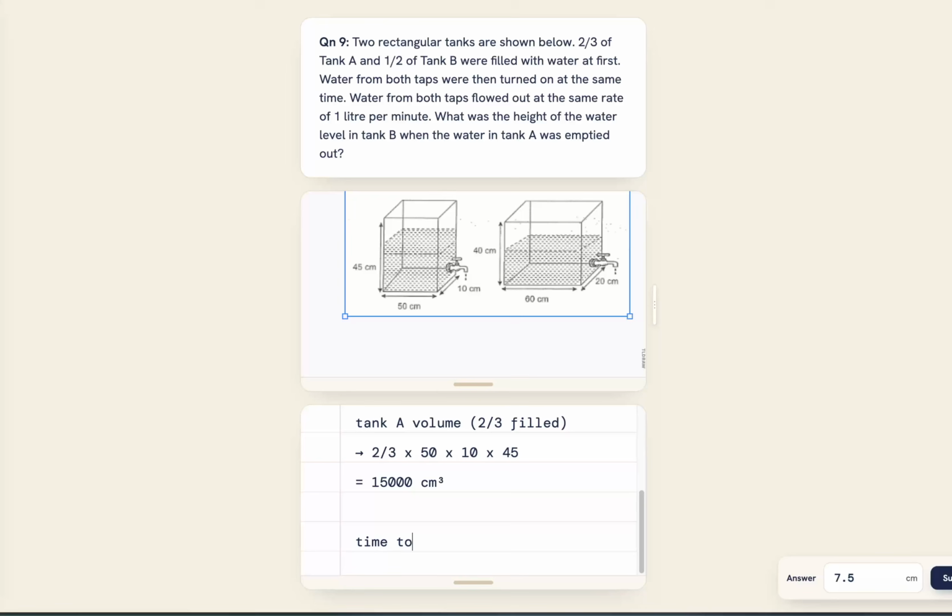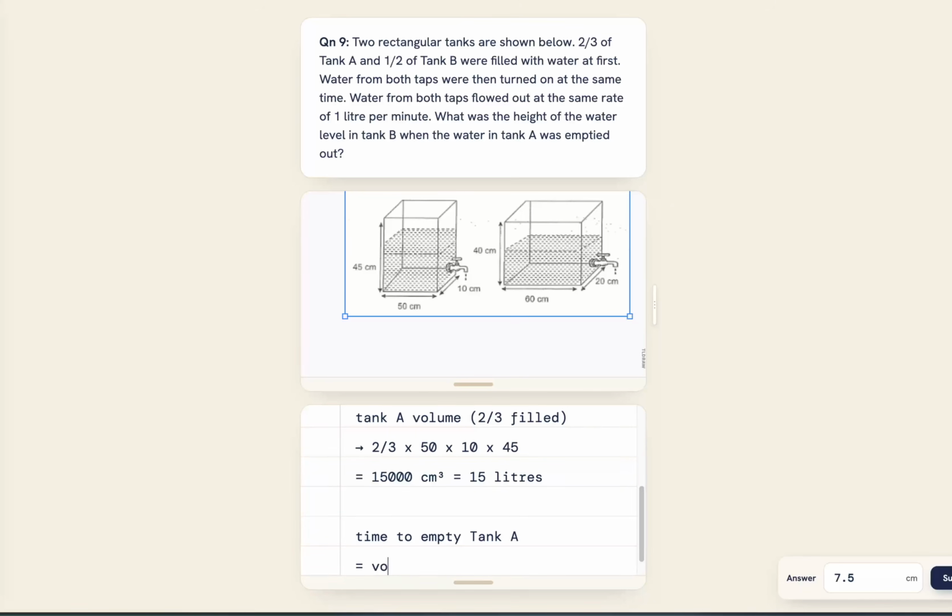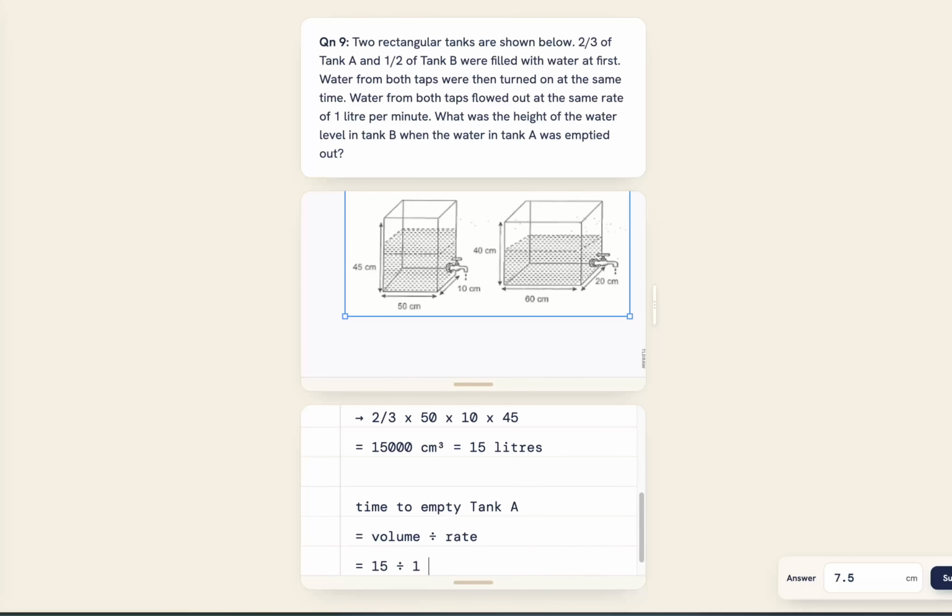So, time to empty tank A. We need to convert 15,000 centimeter cube to liters, which is pretty straightforward, equal to 15 liters. So time to empty tank A would be equal to volume divided by rate. In this case, 15 divided by 1, which is 15 minutes. Okay, so now we know that this is 15 minutes.